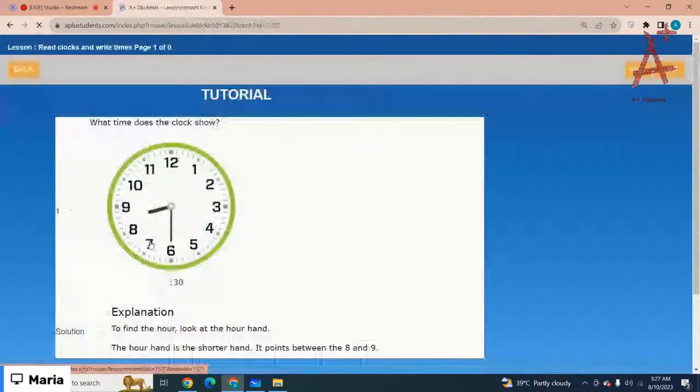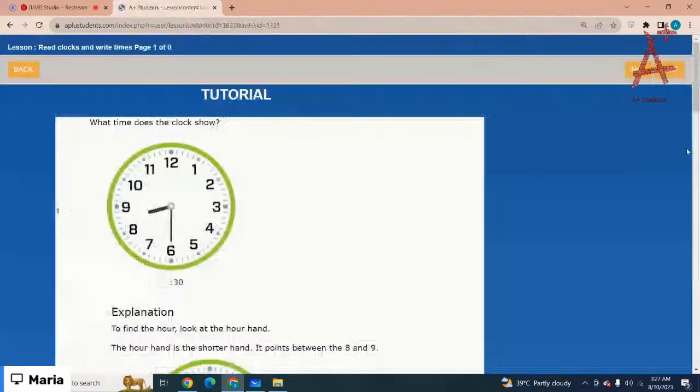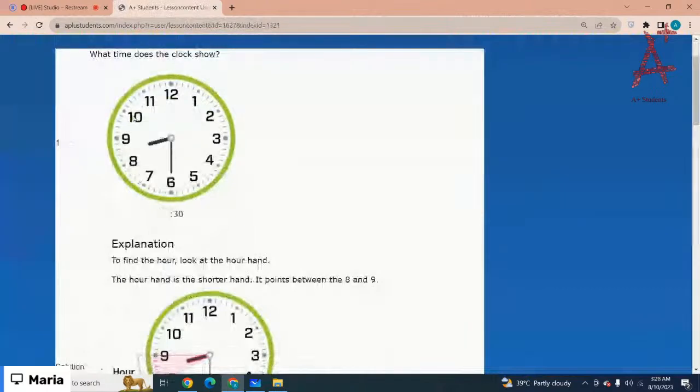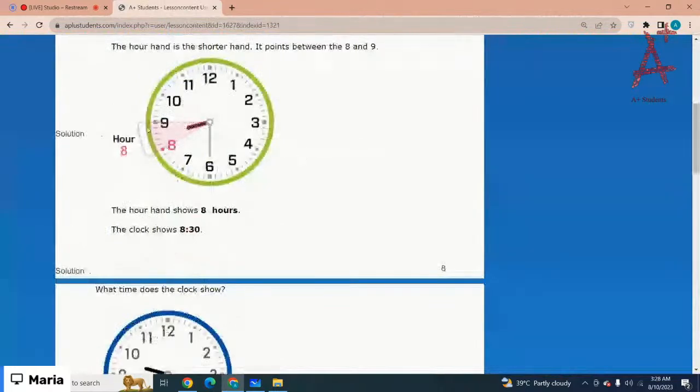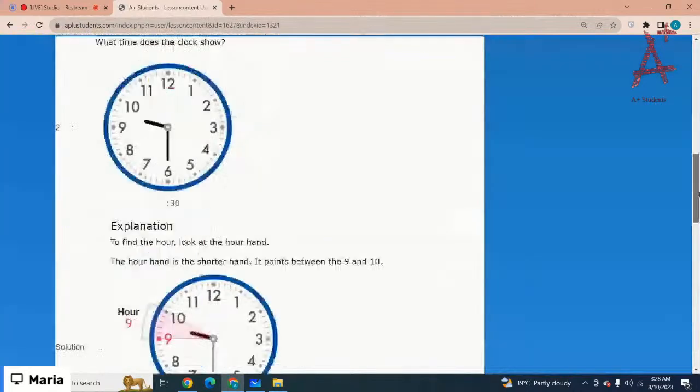You can see the hour hand is between 8 and 9, right? And the minute hand points to 30. So because it is midway between 8 and 9, that means it is 8:30, right? It is the same distance from 8 and 9, so it shows 8:30. Okay, the next one is what time does the clock show? So you can see the hour hand is in the middle of 9 and 10, right? That means it is 9 hours and 30 minutes. It is 9:30.